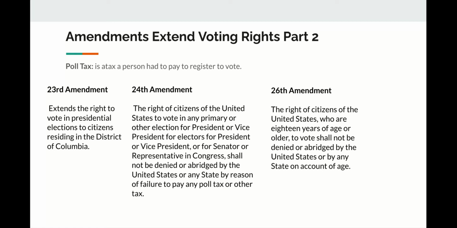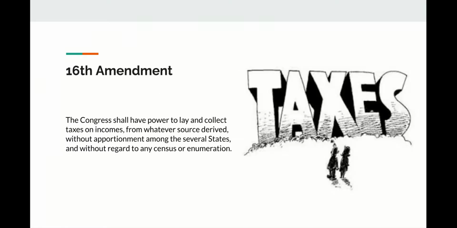The 26th Amendment gives citizens of the United States who are 18 years or older the ability to vote in any election that they are allowed to. The 16th Amendment. The 16th Amendment states that Congress shall have the power to lay and collect taxes on incomes, from whatever source derived, without apportionment among the several states and without regard to any census or enumeration. So this amendment basically means that Congress has the right to change taxes as well as collect taxes.